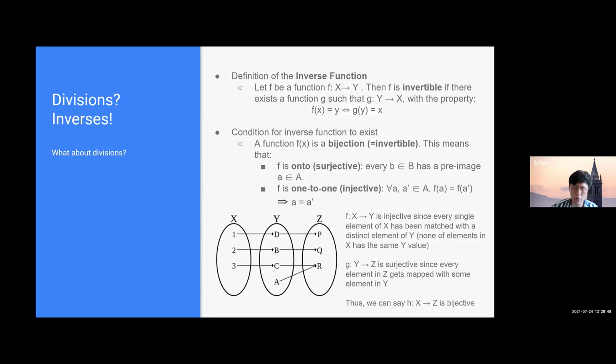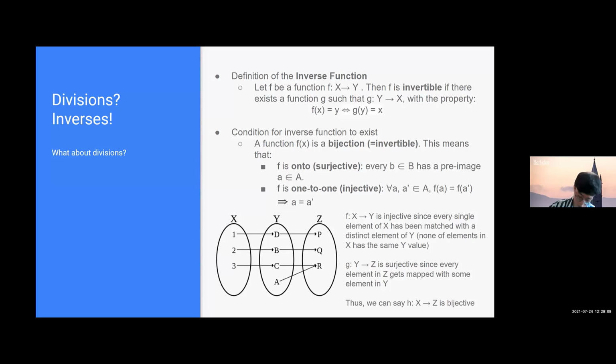Another one you need to think about is one-to-one. So one-to-one basically means that for all a and a prime in the set A, if f(a) is equal to f(a prime), then those two values must be equal. So if two values have the same function value, they must be the same value.